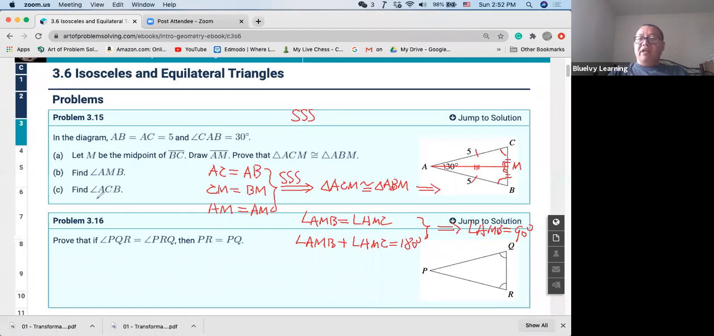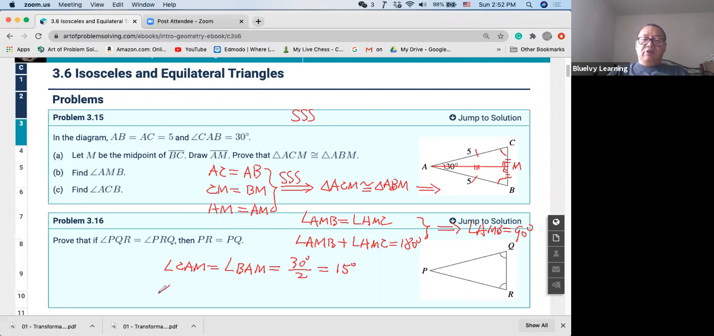Then, find angle ACB. You got this one is 90 degrees, and also this angle equals this angle, just based on these two triangles being congruent, right? So then we can get angle CAM equals angle BAM. This is from the congruence of these two triangles. Then this should equal 30 degrees divided by 2. This one equals 15 degrees, right?